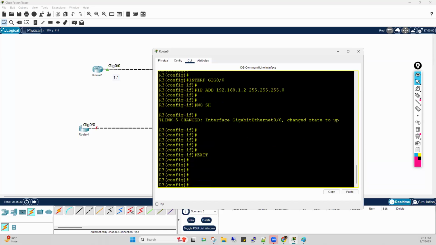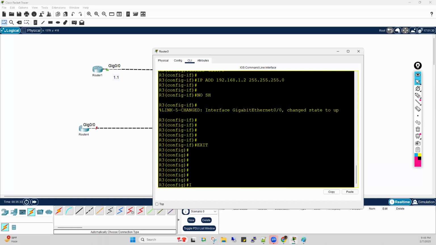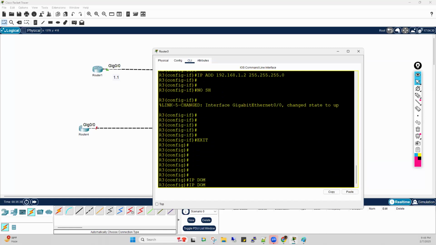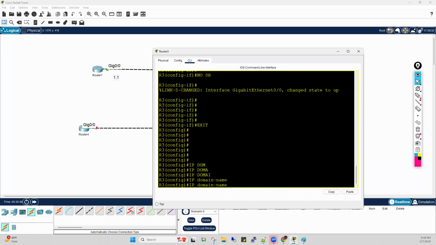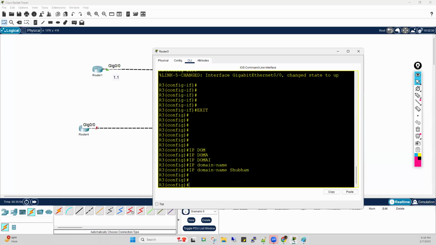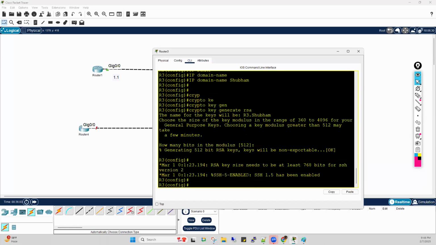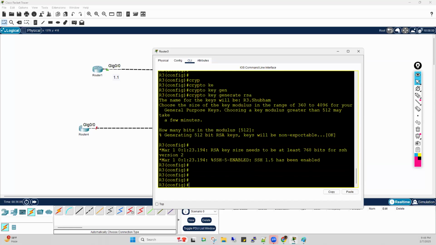After that, what is the command I told you for SSH? I don't know if Packet Tracer will support it or not. It is not supporting it, basically. IP domain-name, for example I am writing Shubham. Then I am writing crypto key generate rsa. Done. This is the second command I told you.